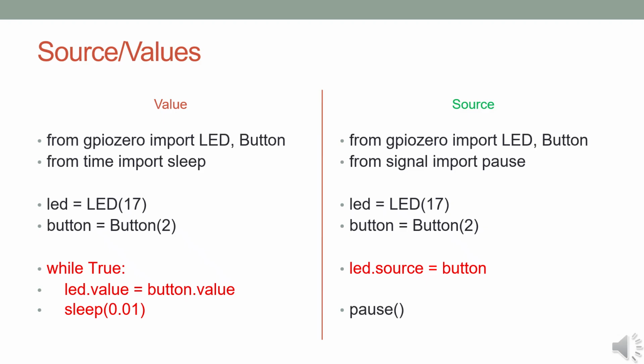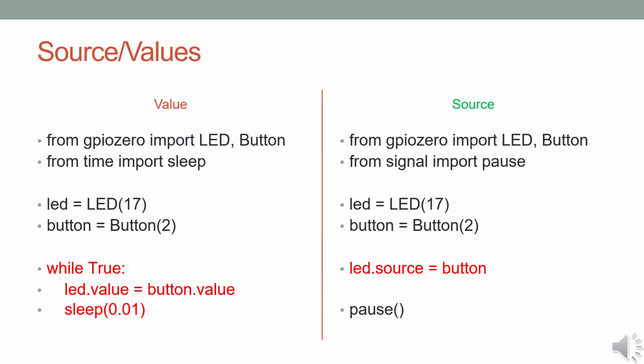In GPIO Zero, both .value and .source can be used to connect one device to another, but they work in different ways and are suited to different programming styles. The first method uses the .value property, as shown in the value example. Here, the program runs in a continuous loop, repeatedly setting the LED's value equal to the button's value. This approach is straightforward and easy to understand. When the button is pressed, its value changes, and the LED updates accordingly. However, because it relies on a while True loop with a short delay, sleep 0.01, it behaves like polling, constantly checking the state and updating the LED, even if nothing changes.